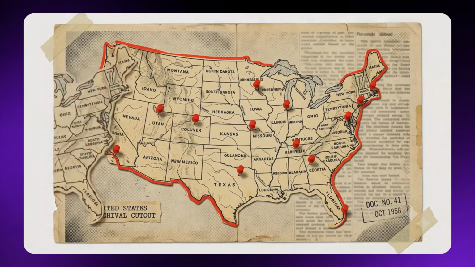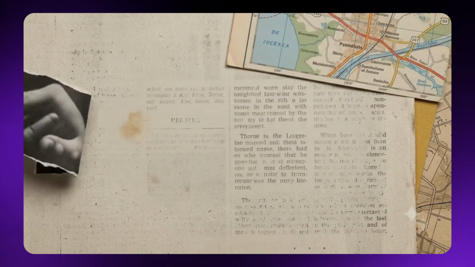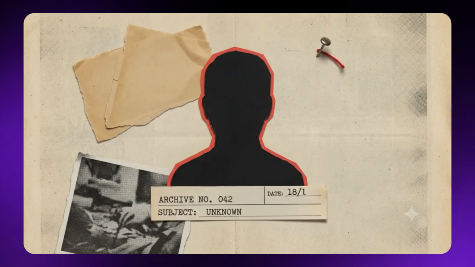Johnson & Johnson pulls 31 million bottles nationwide. The FBI names a suspect. He is never charged. The killer was never found.